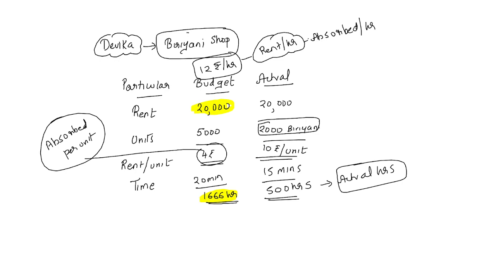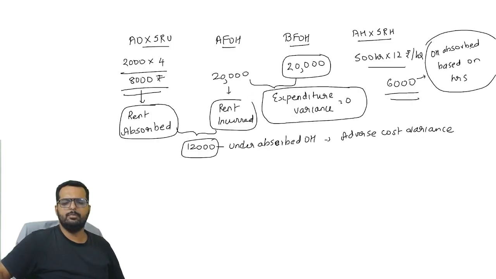Sir, is there any logic for expenditure and volume variance? Yeah, there is a logic for expenditure and volume variance. Expenditure, what's your name? Aman. Now I'll tell you. When Devika took this biryani shop, how much rent was she planning to pay? 20,000. How much rent she actually paid? 20,000. Did she incur any extra expenditure? No. In that case, the expenditure variance becomes nil, sir. Not that. Efficiency and capacity. I missed that, efficiency, capacity.